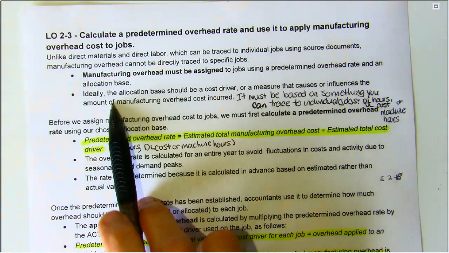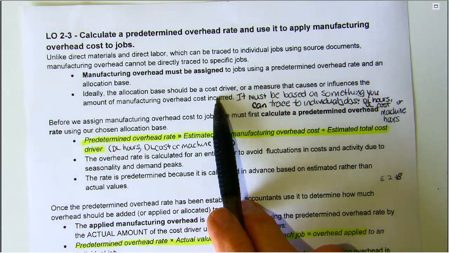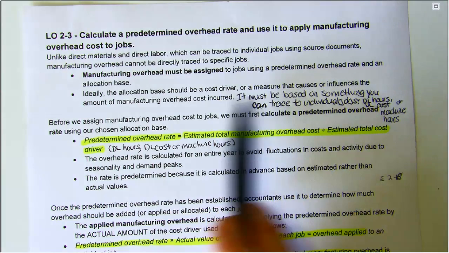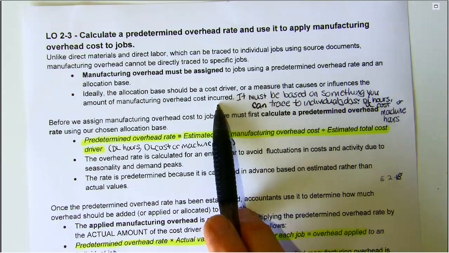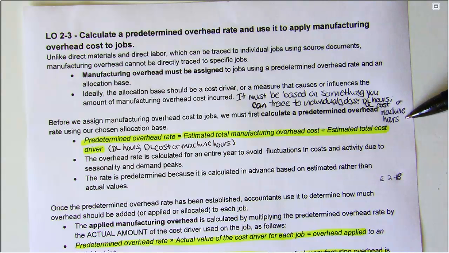So we need to determine an allocation base. It should be something that causes or drives the cost, which means a measure that causes or influences the amount of overhead that is incurred. And usually, something that can be easily traced to a job might be direct labor hours. And please add this to your notes because I forgot to add it. The three most common cost drivers or allocation bases would be direct labor hours, direct labor cost, or machine hours.